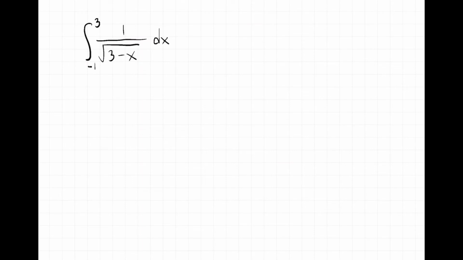Here's an example of another improper integral, this time type 2. We have the integral from -1 to 3 of 1 over the square root of 3 minus x dx. At first glance, this looks like an ordinary definite integral. We have the integral of a function on an interval from one bound to another bound.